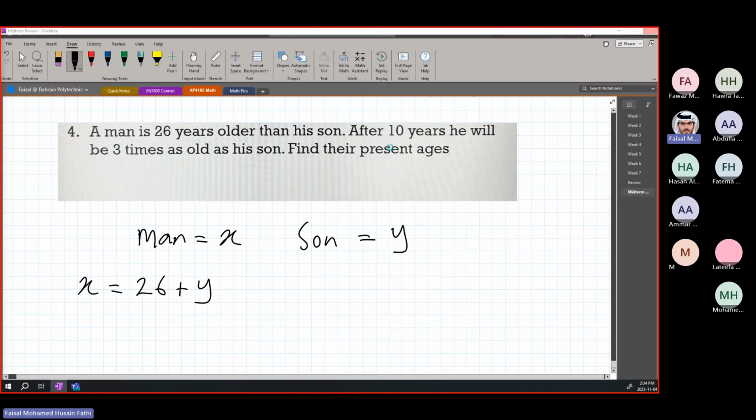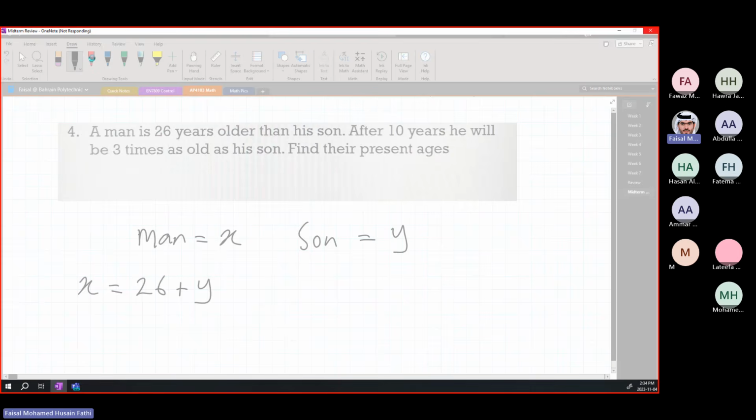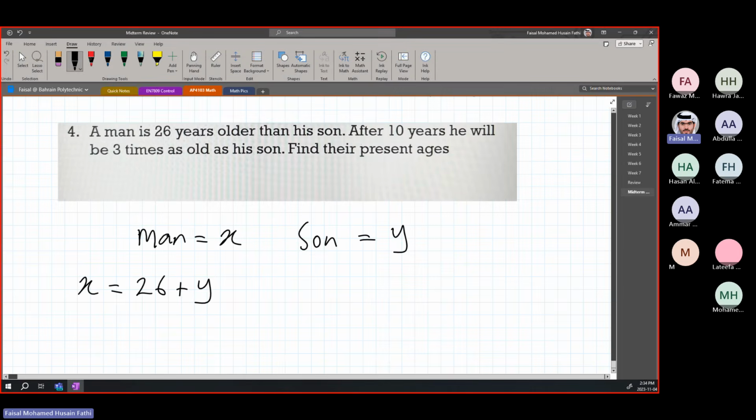The second thing, they say after 10 years he will be 3 times as old. Here is the trick: they say after 10 years. So after 10 years, sorry, it keeps lagging, I don't know why. After 10 years, second.